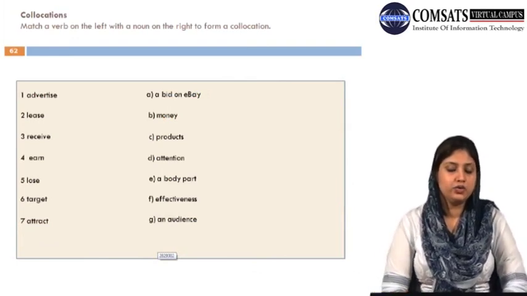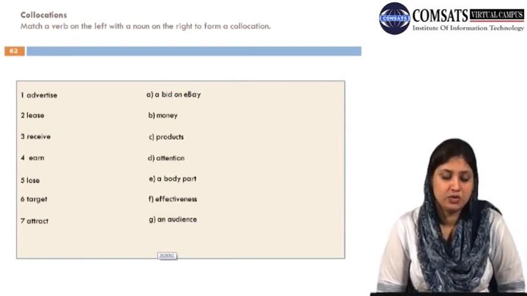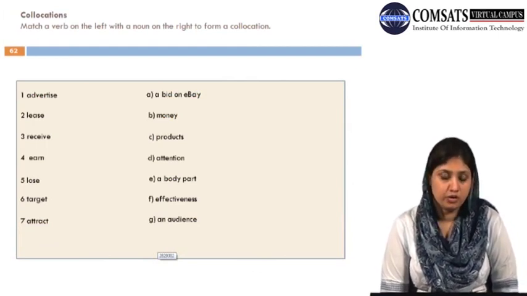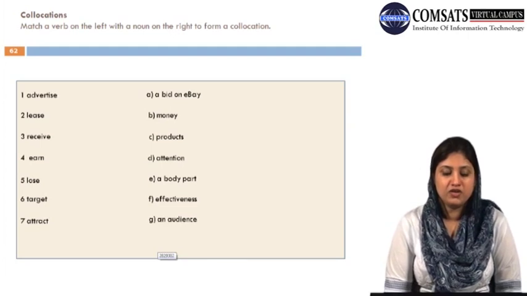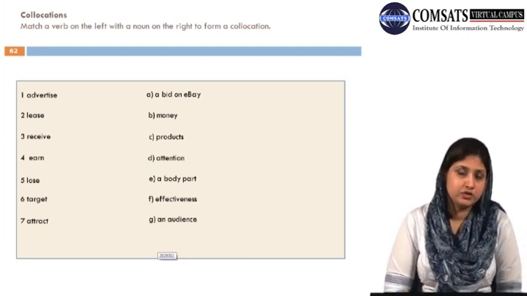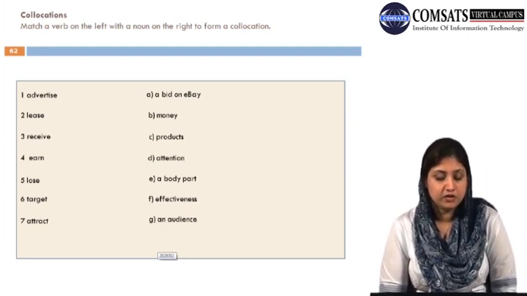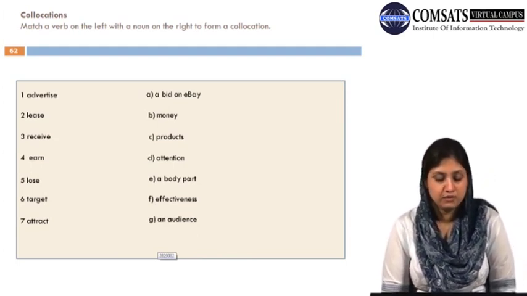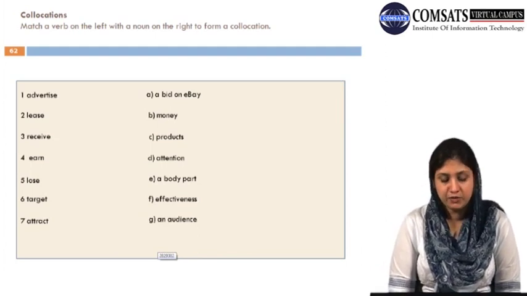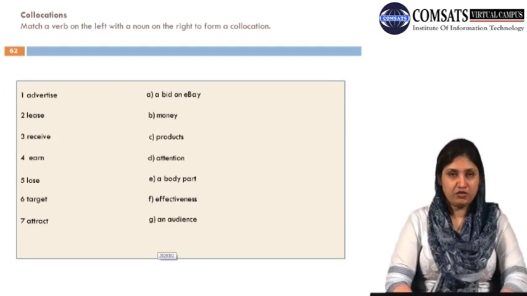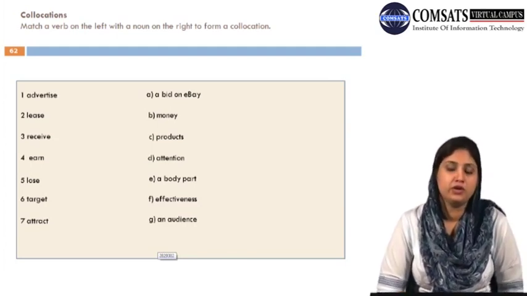Now we are going to make collocations. We are going to match a verb on the left with a noun on the right to form a collocation. A collocation is a combination of a verb and a noun. So look at the list of verbs from 1 to 7 and the list of nouns in 2 columns, nouns from A to G, and match them to make appropriate collocations.